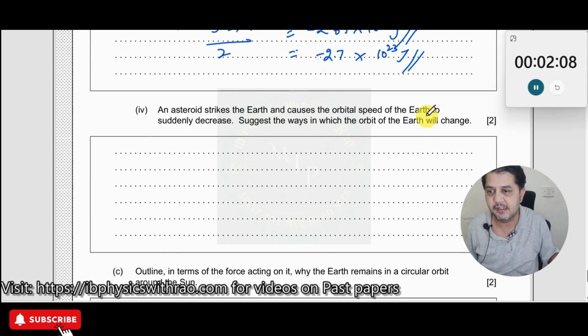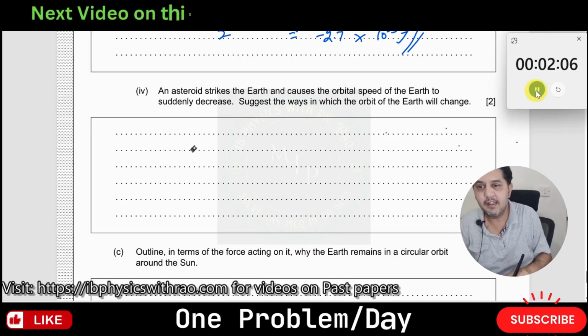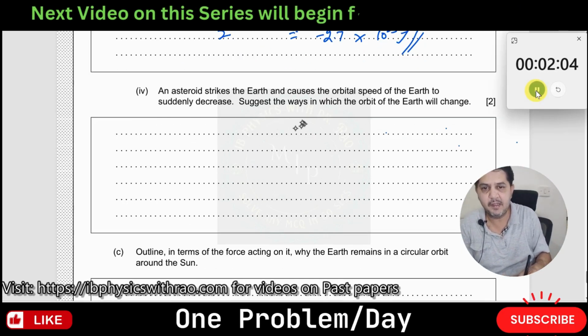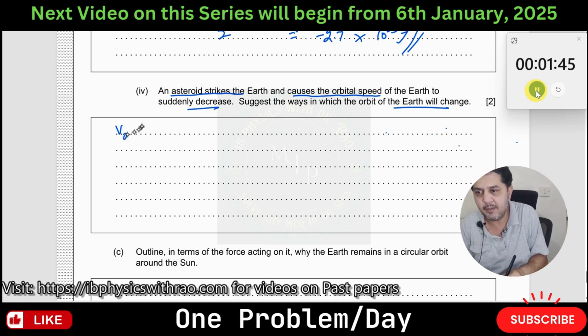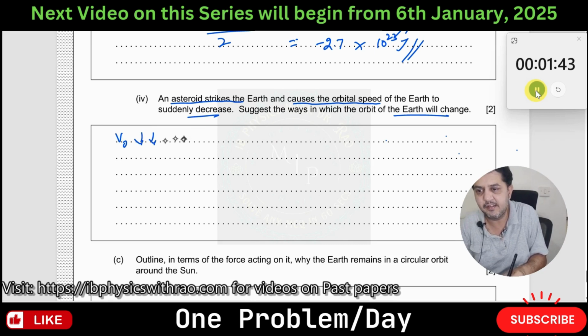Next one. An asteroid strikes the earth and causes the orbital speed of the earth to suddenly decrease. Now, an asteroid strikes the earth. If it causes the orbital speed of the earth to suddenly decrease, what will happen? Suggest the ways in which the orbit of the earth will change. Now, it's already told you that the orbital speed actually decreases. If orbital speed decreases, then what will happen?